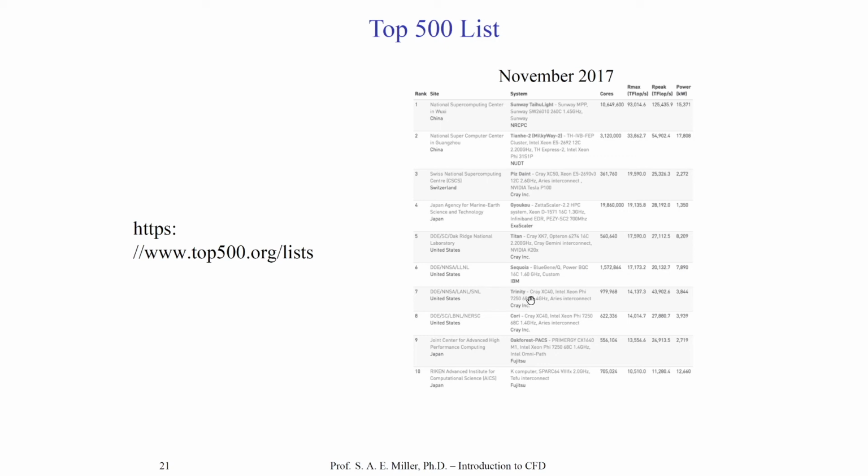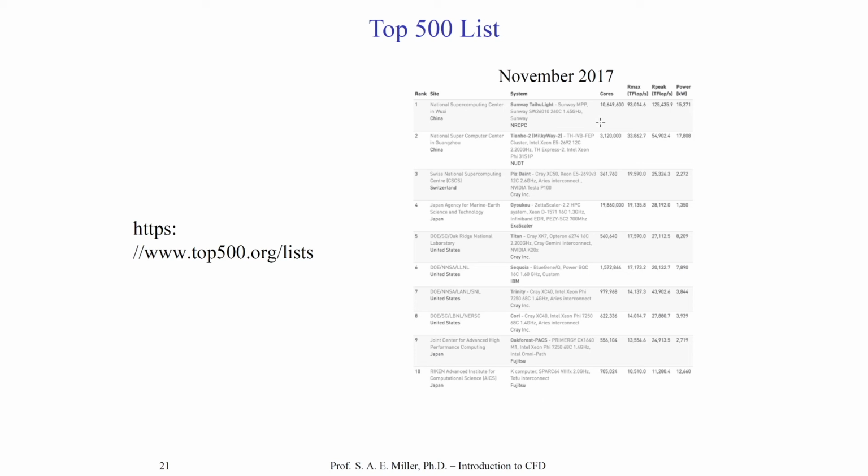So you can see the manufacturer of these systems. Some of these will be household names, and some might not be familiar to you. For example, they are NRCPC, NUDT, Cray, which is one of the most famous and historic names, ExaScaler, Cray, IBM, which is a very famous supercomputing vendor, Cray, Fujitsu, and Fujitsu. Look at how this list has changed today on the top 500 list.